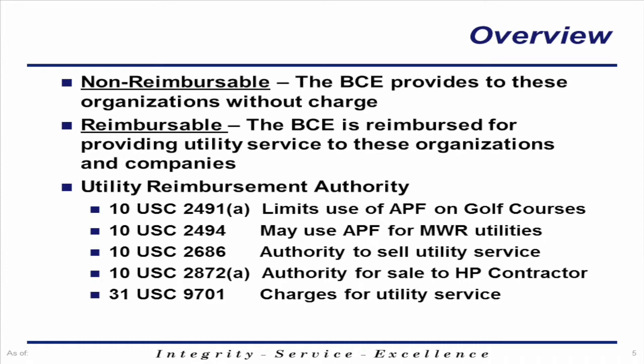A very similar statute is 10 U.S.C. 2872A, which provides authority to provide utilities and other services to privatized housing. As far as utility service is concerned, 2872A is very similar to 2686, except a limitation was removed. Under 2686, you can only sell utility service to a customer on the base if it's not available from another source. Under 2872, that restriction does not exist. Utility service can be provided to privatized housing even if it's available from another source.